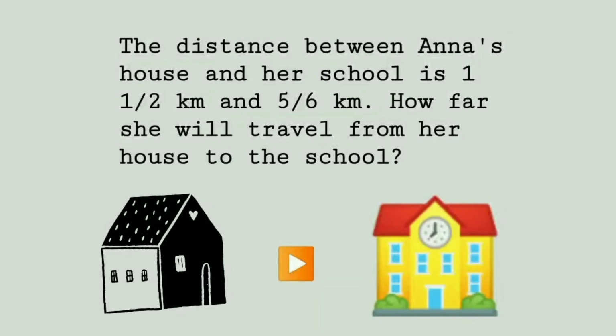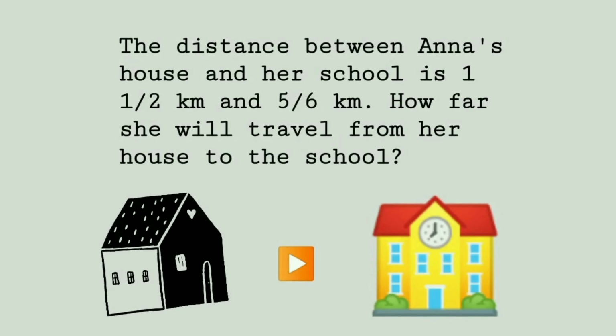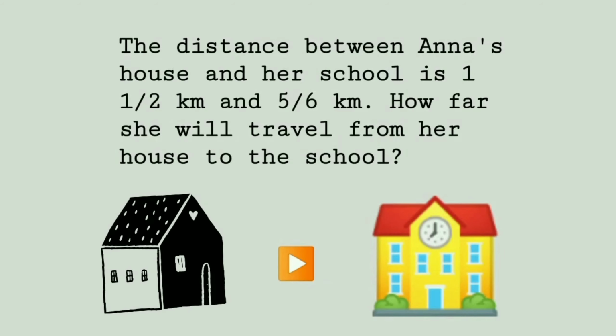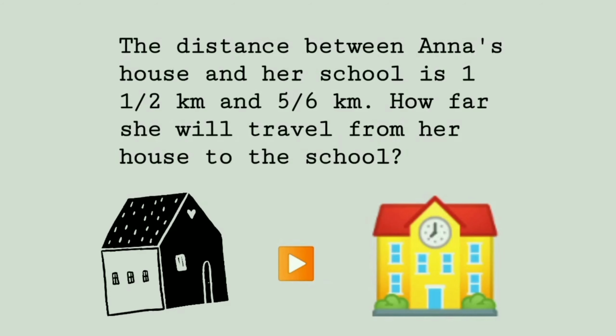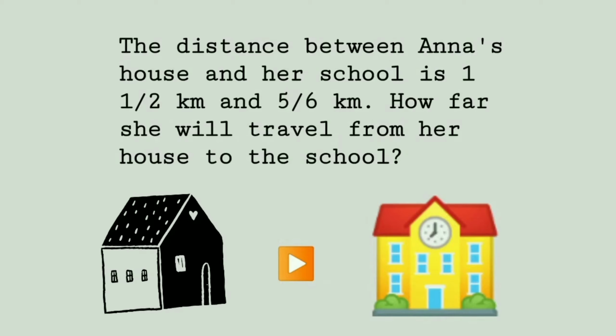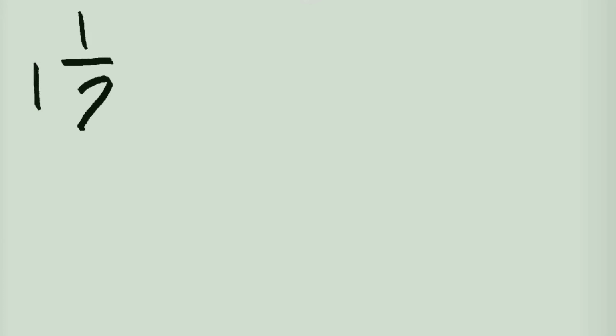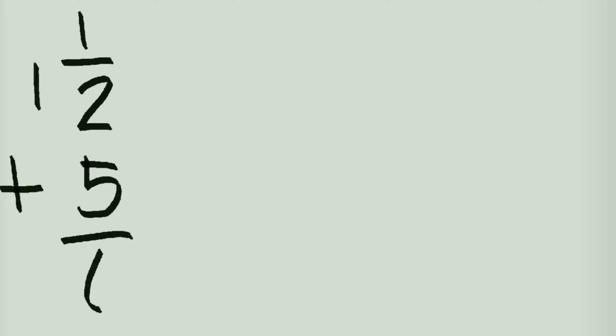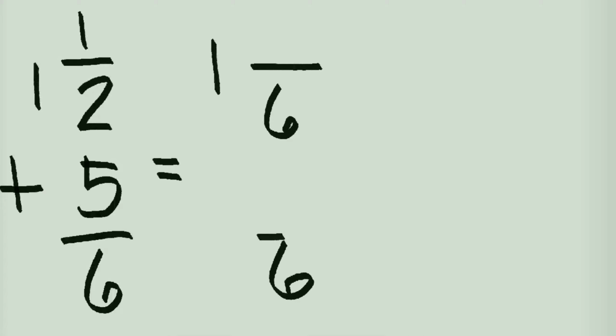Now, let's proceed to adding fractions with regrouping. The distance between Anna's house and her school is 1 and 1/2 kilometers and 5/6 kilometer. How far will she travel from her house to the school? 1 and 1/2 plus 5/6 is equal to 1. The LCD of 2 and 6 is 6. 6 divided by 6 times 5 is equal to 5. 6 divided by 2 times 1 is equal to 3.